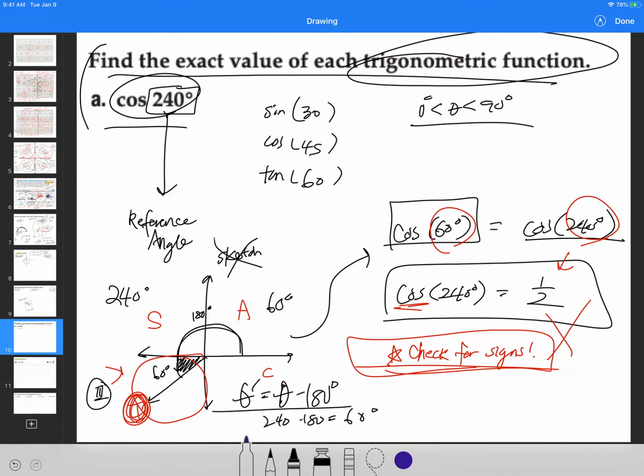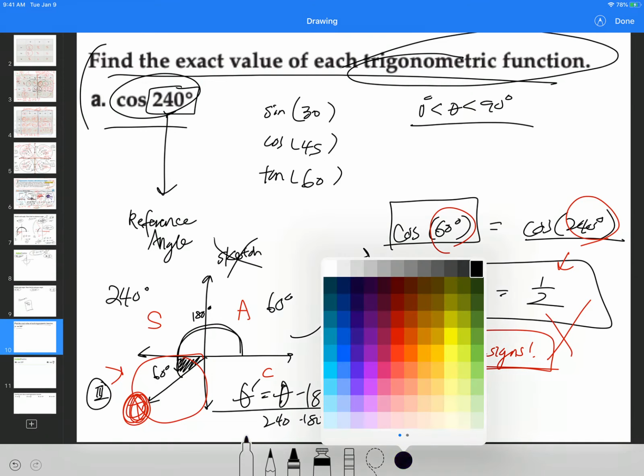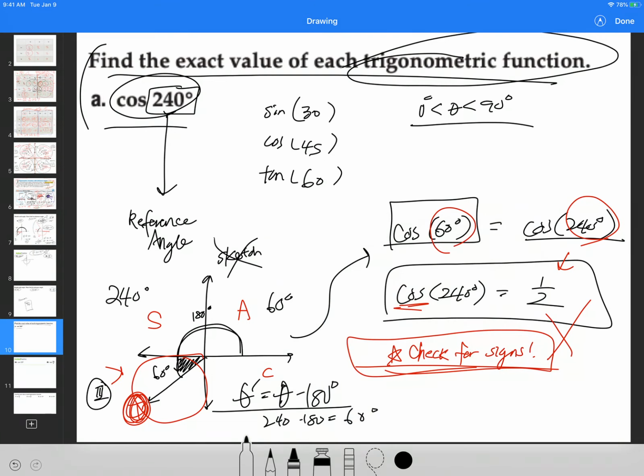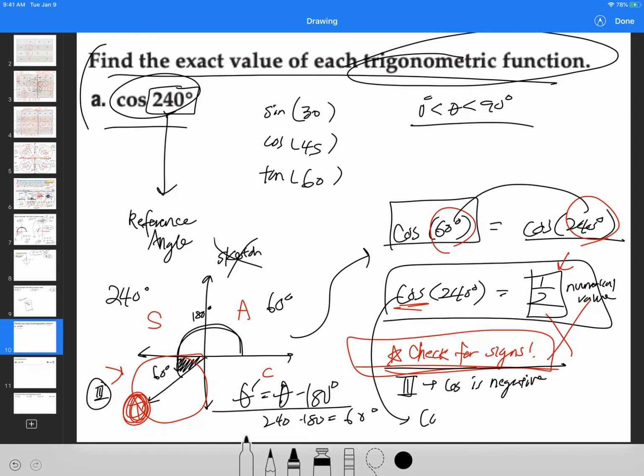So if you do not have the reference angle handy and you want to figure this out on your own, you just use the reference angle to find the numerical value of the question, and then because you have to check for signs, third quadrant means cosine is negative. So then you rewrite this equation: cosine of 240 degrees is negative 1/2. You just have to put a negative sign in front of it, and that is your answer right there. That's all I'm looking for.